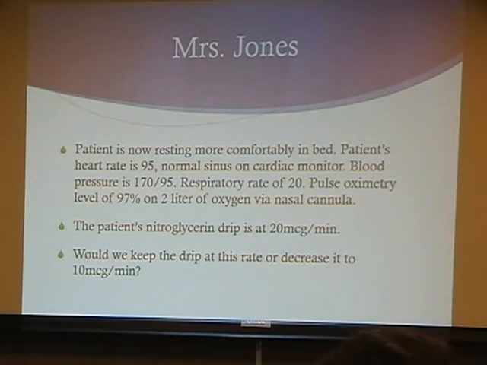All right, so she's now resting more comfortably in bed. Her heart rate is 95. She's normal sinus, blood pressure nicely came down at 170/95. Respiratory rate of 20 and pulse oximetry level of 97% on 2 liters of oxygen. And we still have the drip going at 20 mics a minute. Would we keep the drip at this rate, or would we want to decrease it since she's doing better?